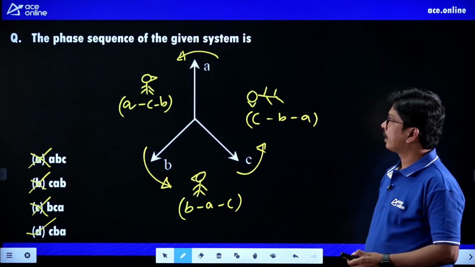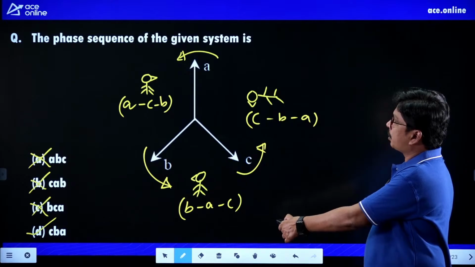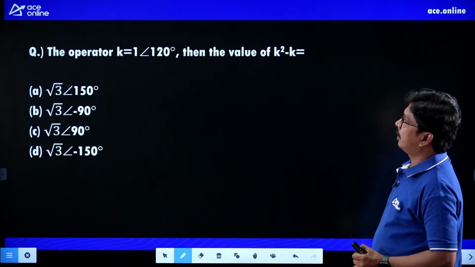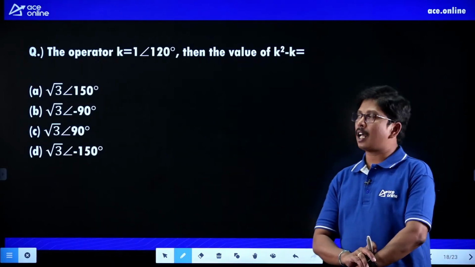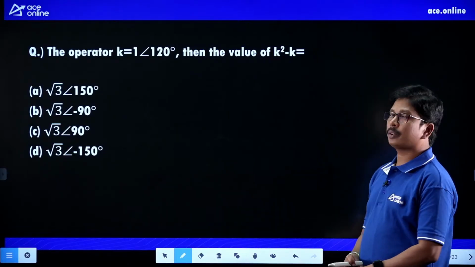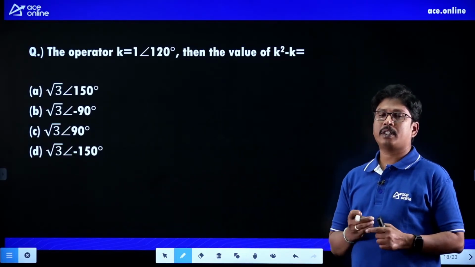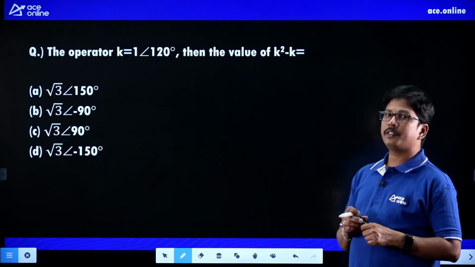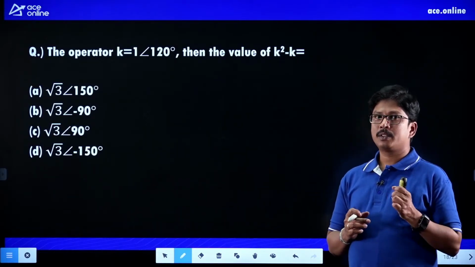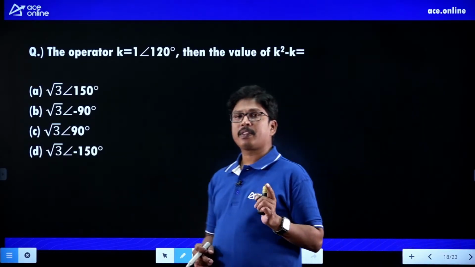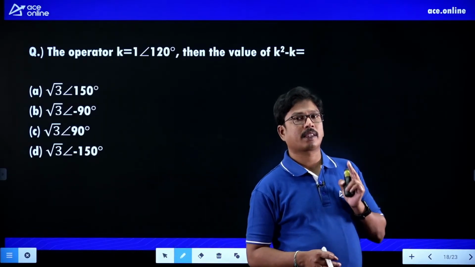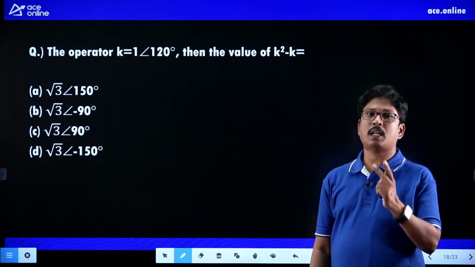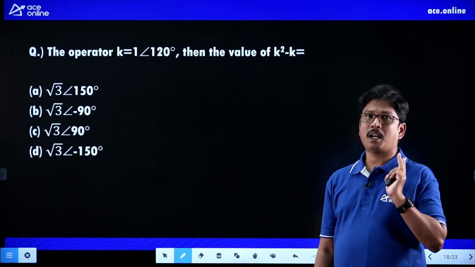Just check the next question. If operator K is equivalent to 1 at an angle of 120 degrees, then the value of K square minus K is equivalent to what? Students, whenever you are entering into the power system basics, we have to learn two operators: operator J and operator K.